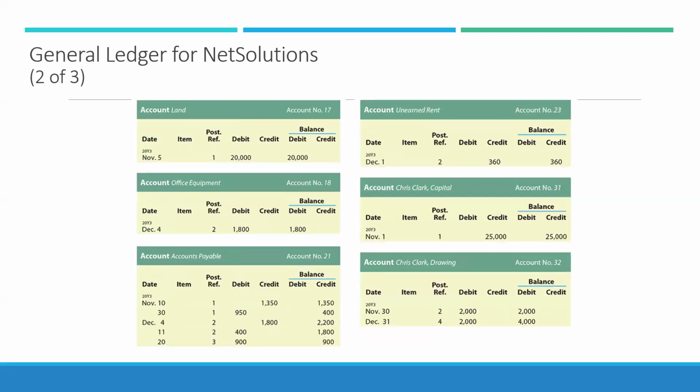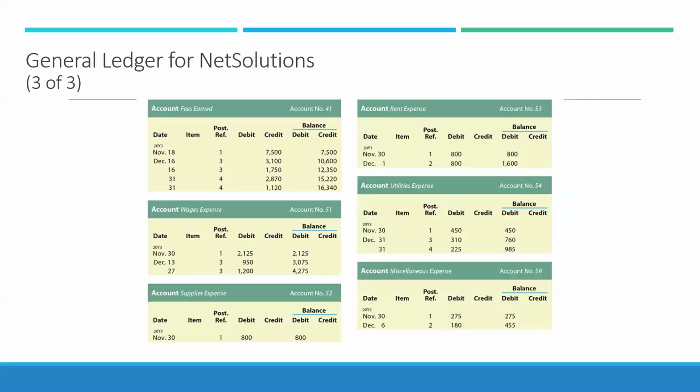These are more examples of all the transactions we had during the period. You can see that liabilities such as accounts payable have credit balances. The dividends or drawings have a debit balance. The capital has a credit balance. Office equipment and land are assets, so they have a debit balance. And then these are our income statement accounts. We have our fees earned, which is a credit balance, and then wages expense and supplies expense.